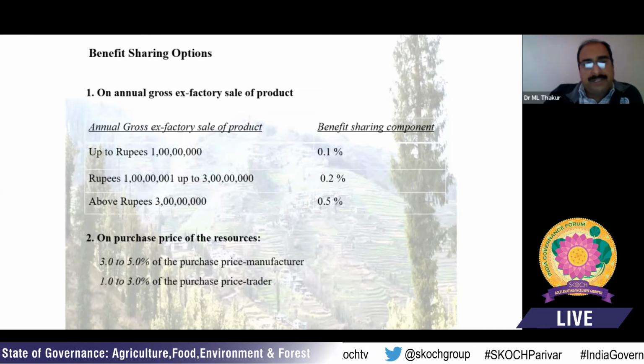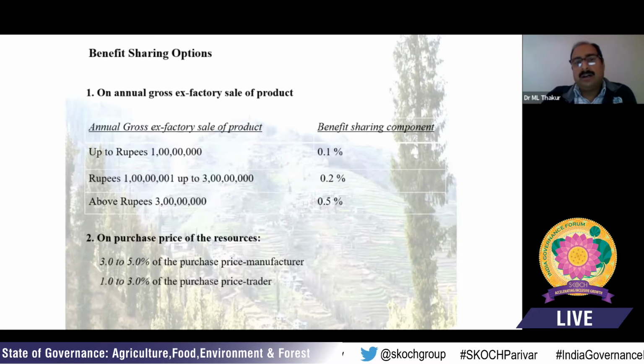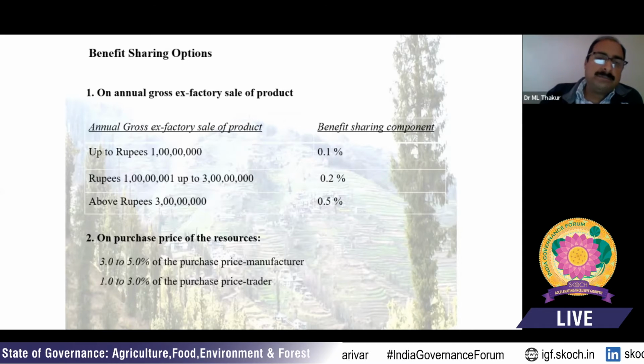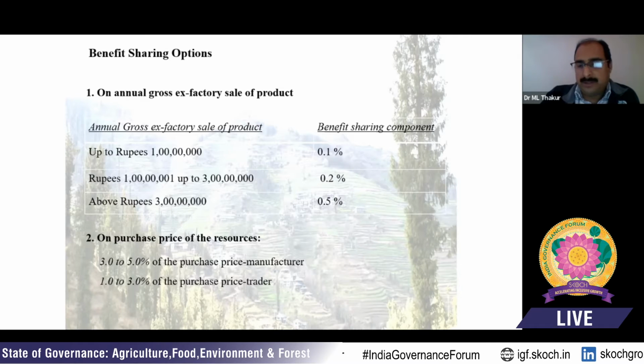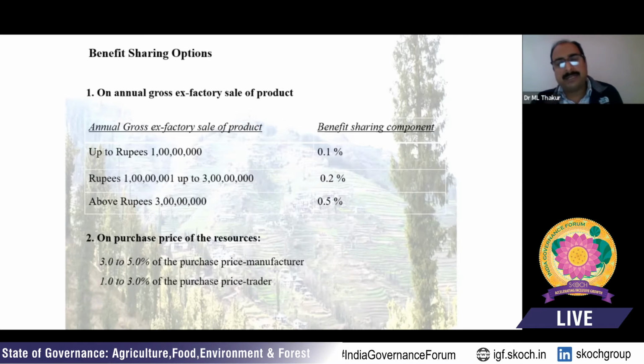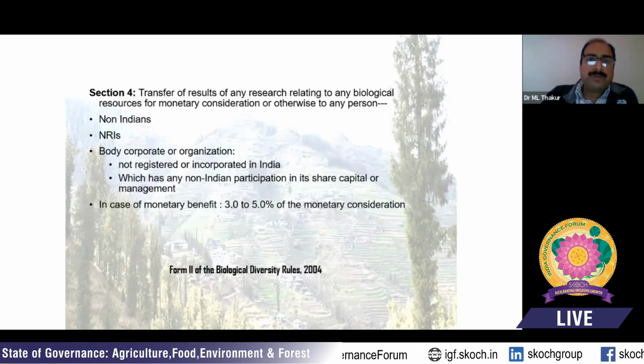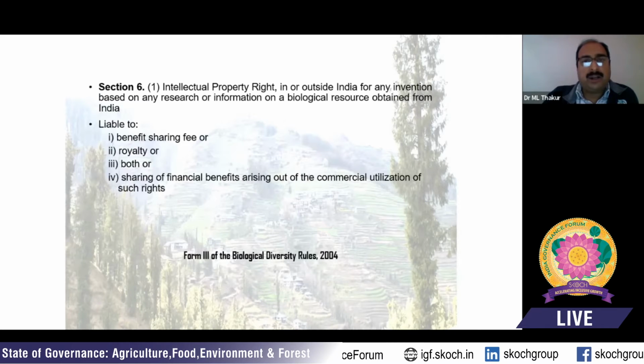And the benefit share has been provided, based upon two systems, under the Act. It is either on the annual gross factory sale of the product, that is between 0.1 to 5.5% of the annual factory sale of the product, or on the purchase price basis, that is to be shared between the State Biodiversity Board and the manufacturer or the user industry. Transfer of research results is also covered. IPR on any biological resources obtained from India is also covered.